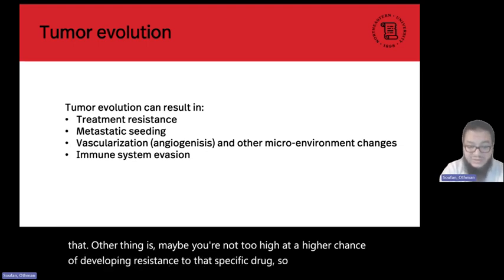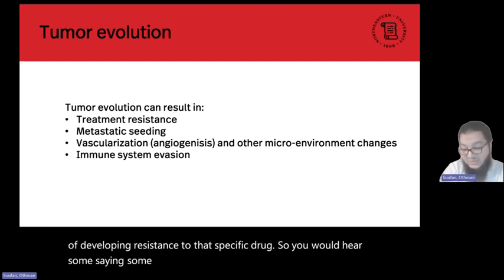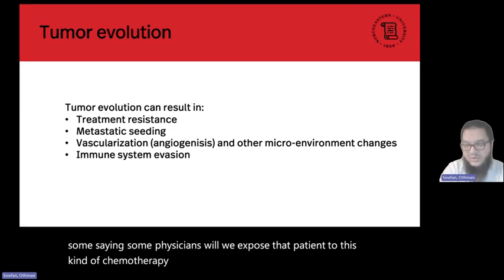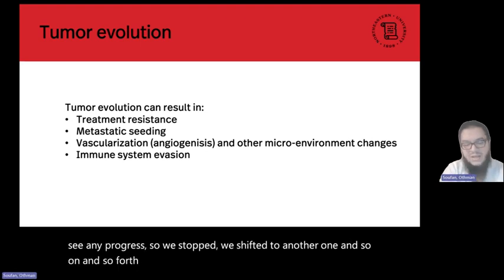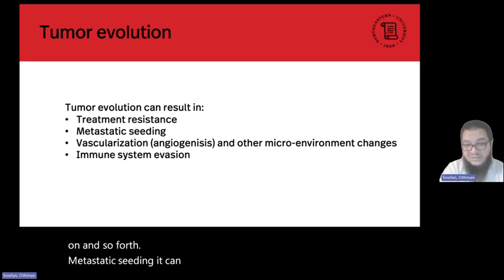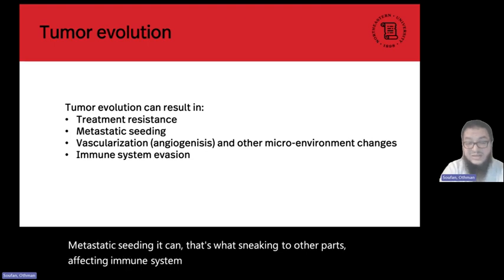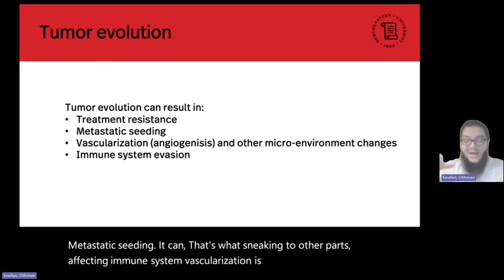So you would hear some physicians say, well, we exposed that patient to this kind of chemotherapy, but after a few cycles, we didn't see any progress. So we stopped, we shifted to another one, and so on and so forth. Metastatic seeding, that's sneaking to other parts, affecting the immune system. Vascularization is blood.